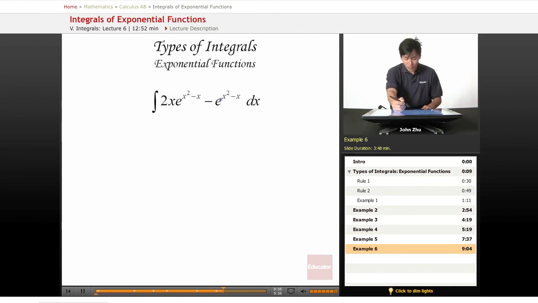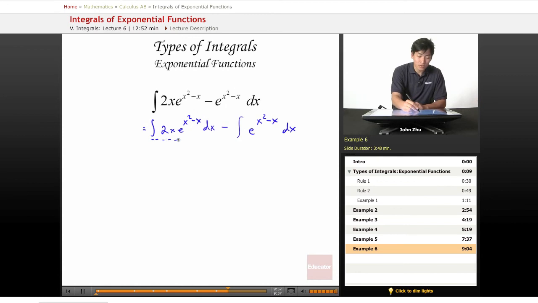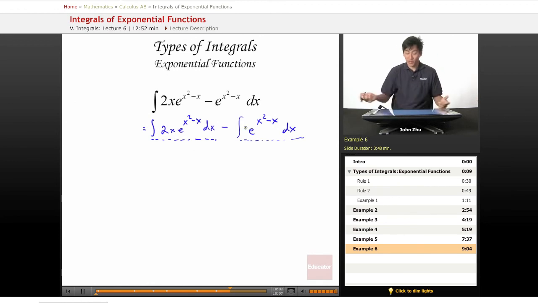Well, we could try to split into two integrals. So we could try 2x e to the x squared minus x dx minus e to the x squared minus x dx. Well, this one's taken care of, sure, but for this expression, we're kind of in trouble because there's nothing we can substitute and cancel out, so we'll be left with an x term, and then we can't take the integral. So we have to do it another way.